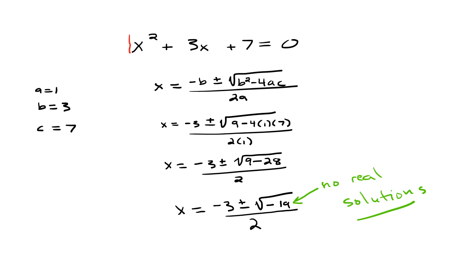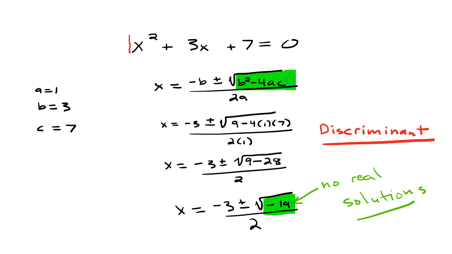And what happens is that we can do that if we look at the number that shows up under the radical. That number is called the discriminant. The discriminant is the number that we get from the quadratic formula that is underneath the radical.